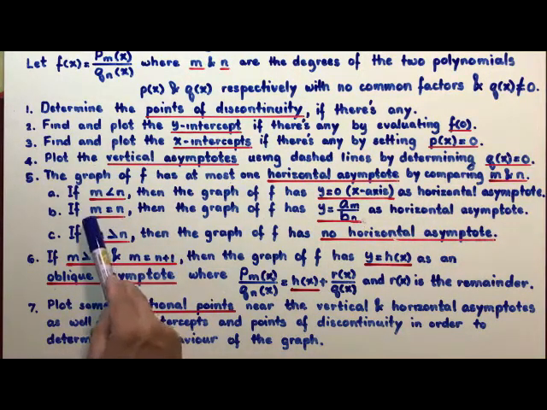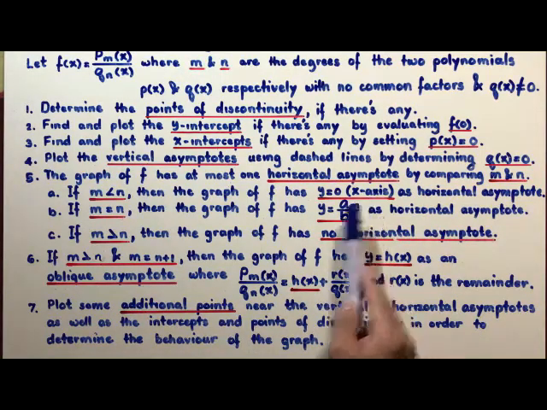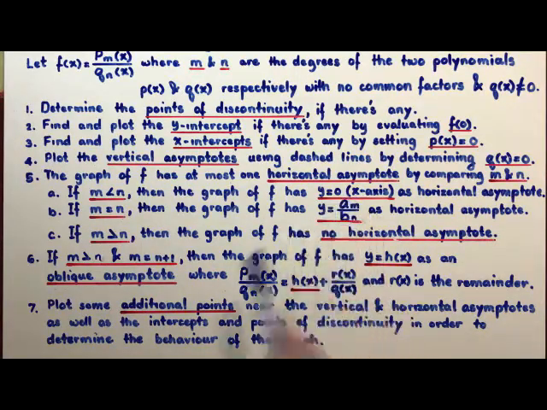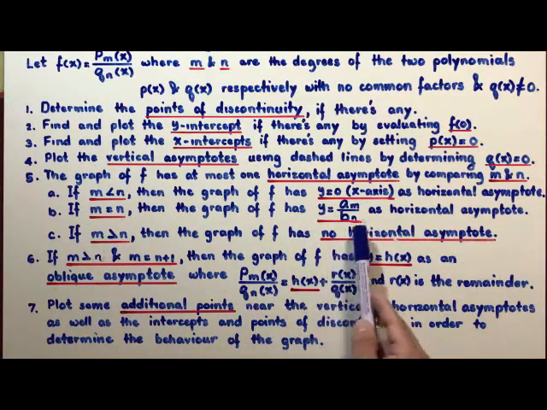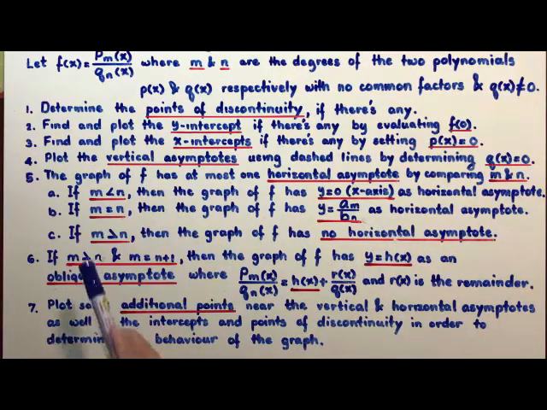But if the degree of the numerator is equal to the degree of the denominator, our horizontal asymptote can be found by the leading coefficient of the numerator divided by the leading coefficient of the denominator, and set that quotient to y. So this is the equation of our horizontal asymptote. If the degree of the numerator is greater than the degree of the denominator, there is no horizontal asymptote. Maybe it has an oblique asymptote. And how do you know that there is an oblique asymptote? There is an oblique asymptote if the degree of the numerator is 1 degree higher than the degree of the denominator.